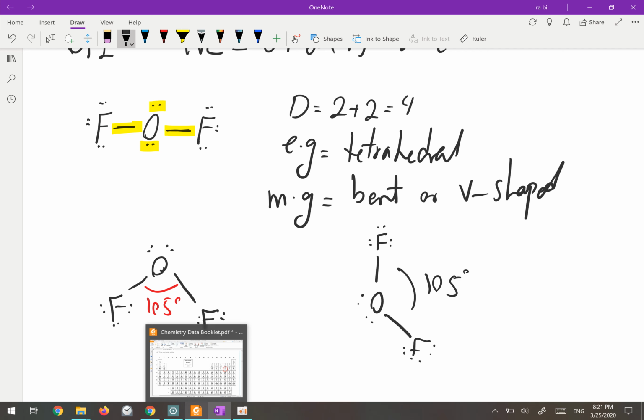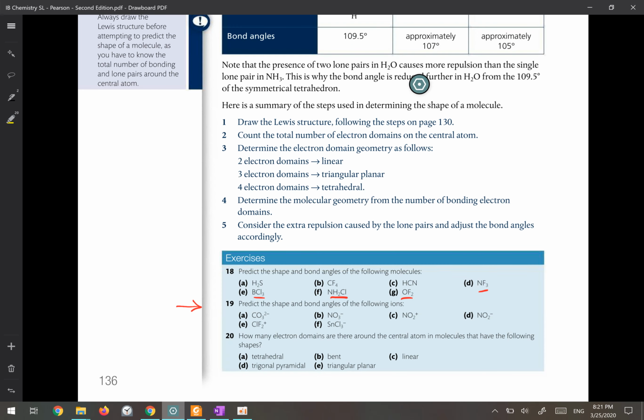Okay, so we have finished question 18. Question 19 is more challenging because drawing the Lewis structure is a little bit more challenging than in question 18, but they are easy if you know the steps for drawing Lewis structures and for predicting electronic geometry and molecular geometry. It would be very easy. So in the next video we talk about questions 19 and 20.